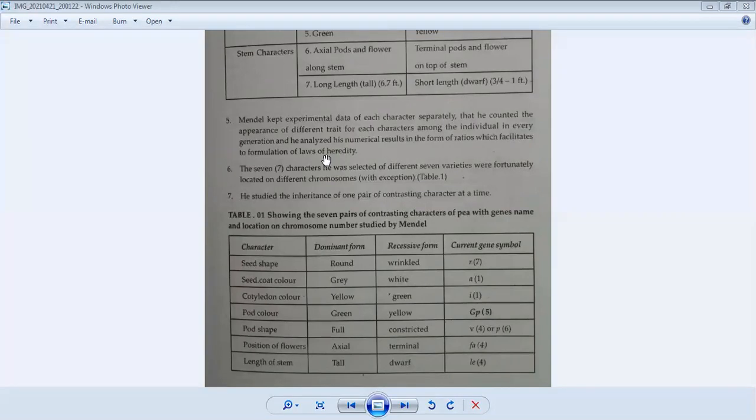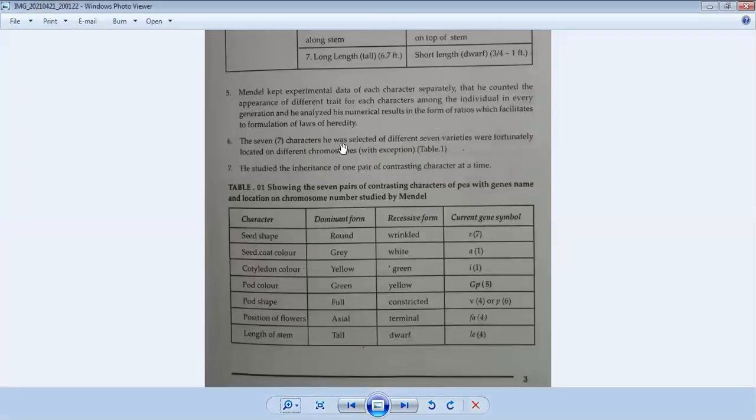After that, he used this data, or these observations, to calculate the characteristics which are transferred from one generation to another generation. ठीक है, to find out the ratio, that how much amount of characteristics are transferred from one generation to another generation. The 7 characters he selected from the different 7 varieties were fortunately located on different chromosomes.